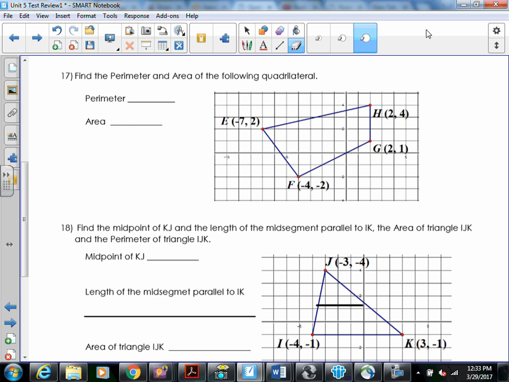So first thing I told you to do was you could draw the rectangle around the entire quadrilateral and then find the area for the triangles that you get as a result of your rectangle and subtract those out. So let's do that first and then we'll come back and do the perimeter. So first step, make your rectangle. Now once you draw that rectangle, we want to find the area for the rectangle.